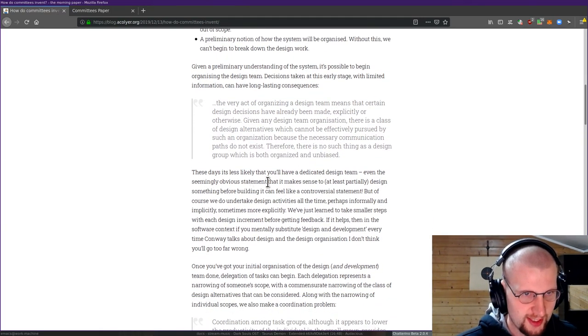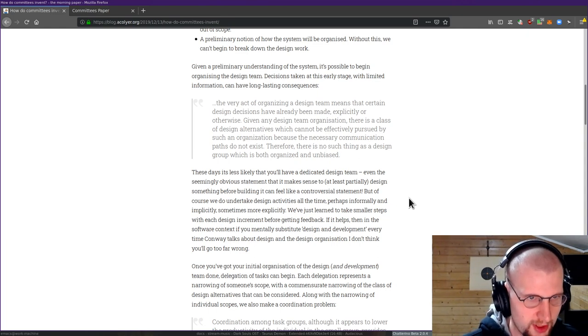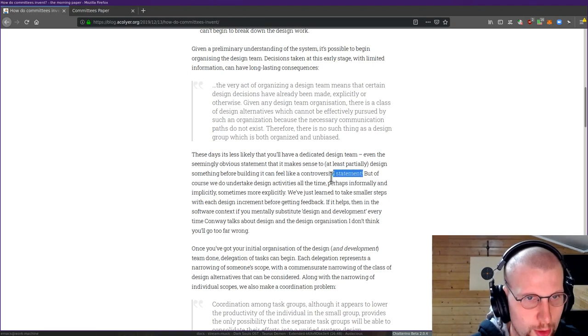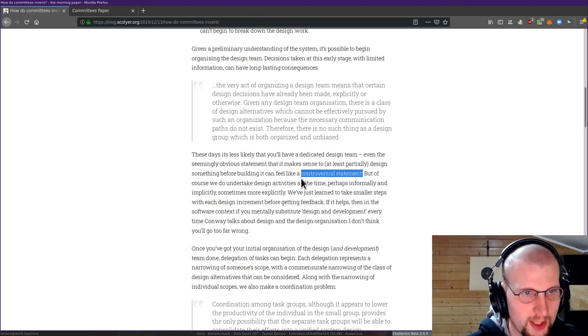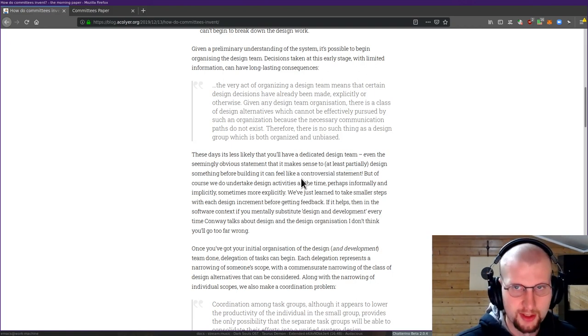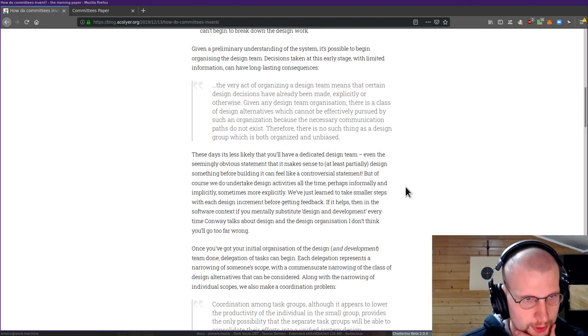These days, it's less likely that you have a dedicated design team. Even the seemingly obvious statement that it makes sense to at least partially design something before building it can feel like a controversial statement. Yeah, so this is how different our culture has become, right? If you start designing something before actually building anything, it's kind of weird.